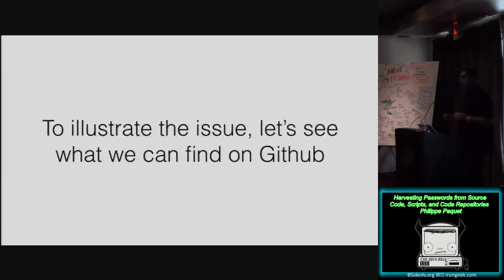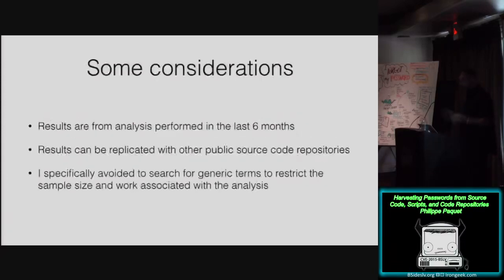To illustrate the issue, let's see what we can find on GitHub. A couple of considerations. What you're going to see was done in the last 6 months, so if you do the search today, you're going to find different things. The same result can be replicated in about every kind of public source code repository. I specifically avoided searching for generic broad terms because of the sheer volume of information there. To be able to deal with that volume, you need tools, and we're going to talk about that later.